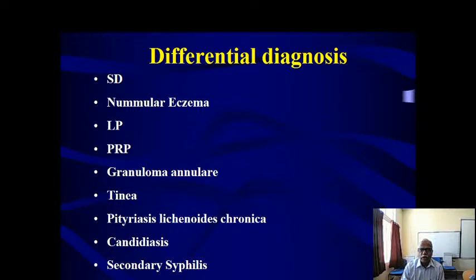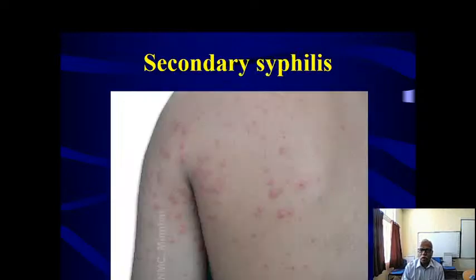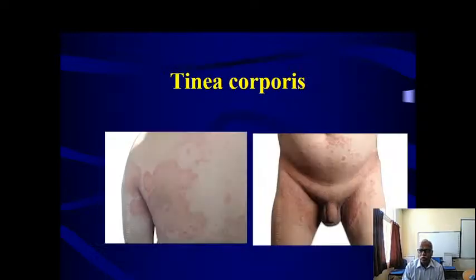And differential diagnosis of psoriasis. As I told whenever I was speaking about the subtypes of psoriasis, mainly you should remember granuloma annulare, then nummular eczema, lichen planus, pityriasis rosea, pityriasis rubra pilaris, then seborrheic dermatitis, tinea corporis, and pityriasis lichenoides chronica, candidiasis, secondary syphilis, and acute cutaneous drug reaction. So these are all differential diagnoses. This is seborrheic dermatitis, and the secondary syphilis, VDRL. So that is the reason we should do serology for all such cases, a must, because it's a great mimicker.